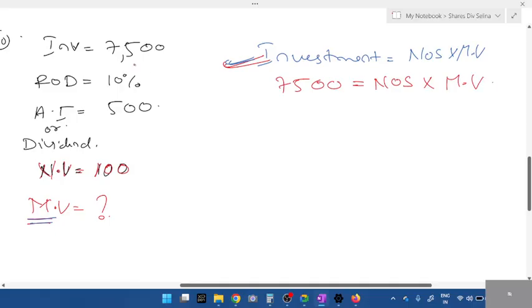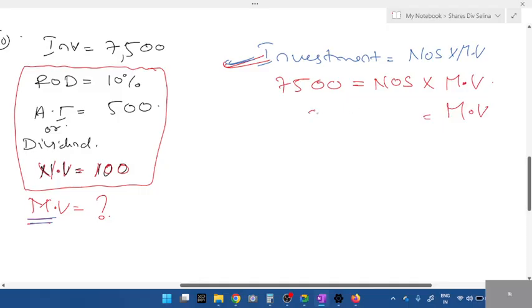Now we'll use these 3 things, students. Look here, these 3 things. Number of share: if you find number of share, will we get market value? Right? 7,500 divided by number of share. Now let us find number of share. How do you find number of share? In which formula do we find number of share? In investment and dividend. Yes. Can you see dividend value is given here? Shall we use dividend and try?